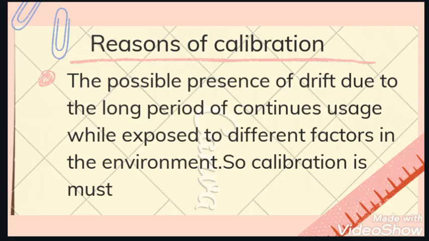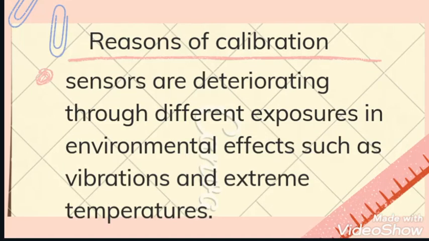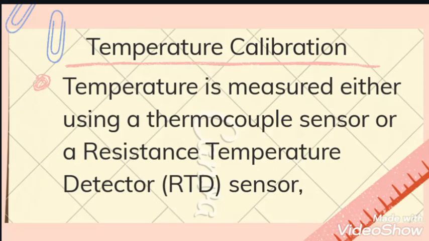What is the reason for calibration? The possible presence of drift due to the long period of continuous usage while exposed to different factors in the environment. So we need the calibration. Sensors deteriorate through different exposures to environmental effects such as vibration, extreme temperatures and extreme pressures. So they drift and we need to calibrate them.